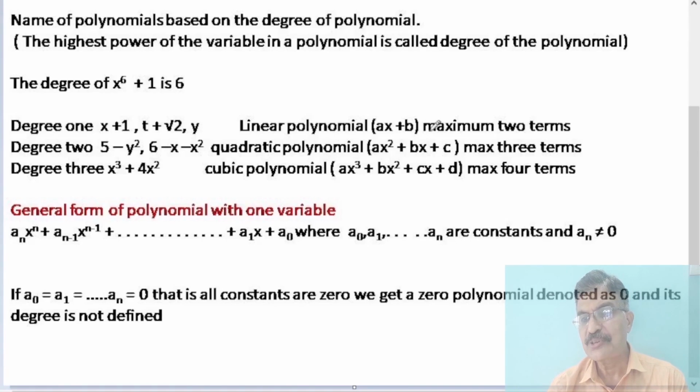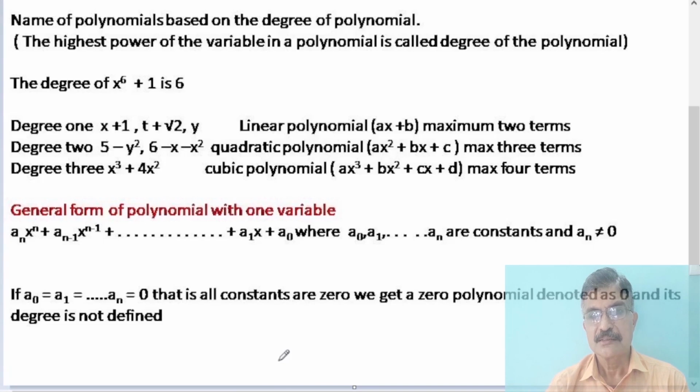I have already told you the conditions here. This is the general form of the polynomial in one variable with degree n. Then, if these constants a0, a n minus 1 and so on turn to 0, then this polynomial becomes the 0 polynomial. And one important point here: the degree of the 0 polynomial is not defined, not 0. It may be asked in an MCQ. Degree of the 0 polynomial is not defined.